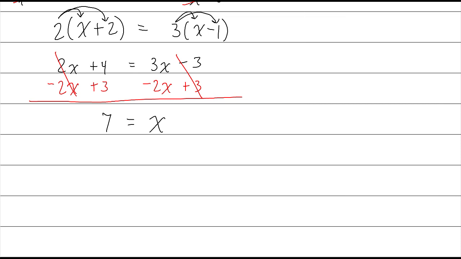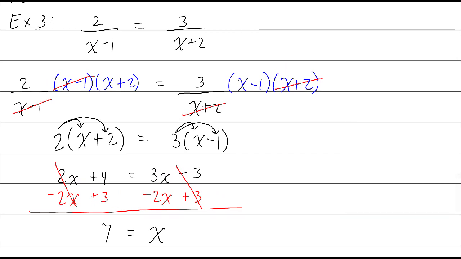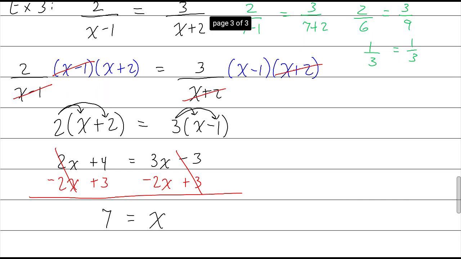Let's go and check it. 2 over 7 minus 1 equals 3 over 7 plus 2, hopefully, right? 2 over 7 minus 1 is 2/6. 3 over 7 plus 2 is 3/9. 2/6 reduces to 1/3. 3/9 reduces to 1/3. So there we go again. 7 is our solution.